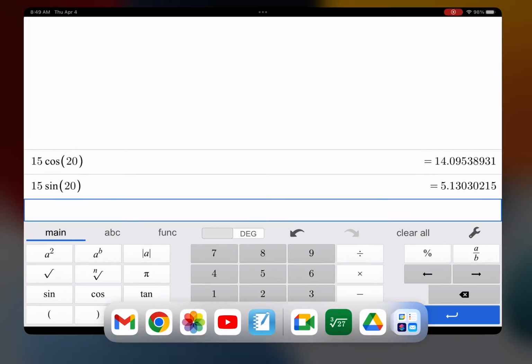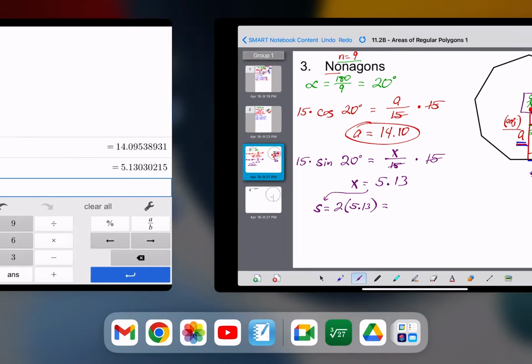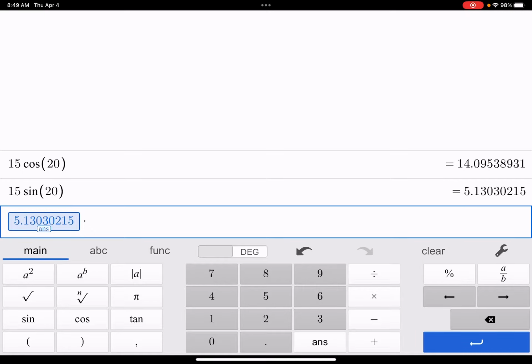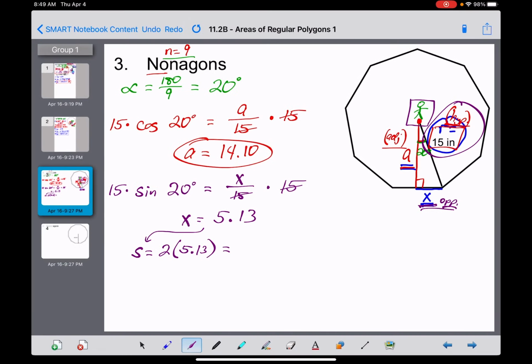Yeah, and we got it, 5.13. Although remember, that's not exact, that's rounded. Okay, so we figured out what x was, and now from there, let's find s. A side length is always going to be 2 times whatever you just came up with for x. So 2 times 5.13. Again, you guys should just hit times 2 right now. I've got to hit this answer button. Times 2. Gotcha. And we get 10.26 for the length of one side.